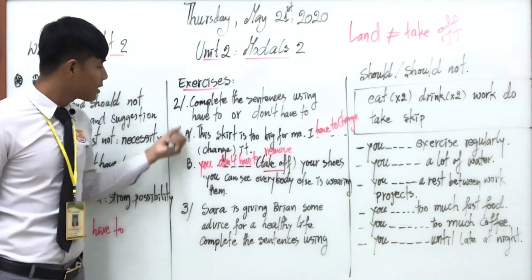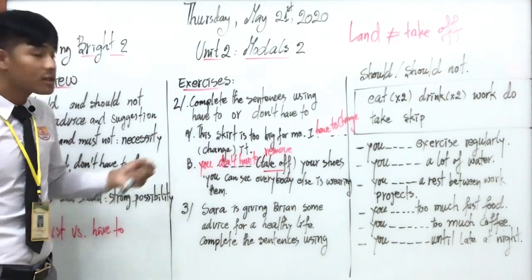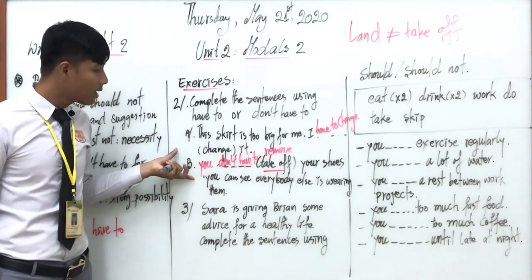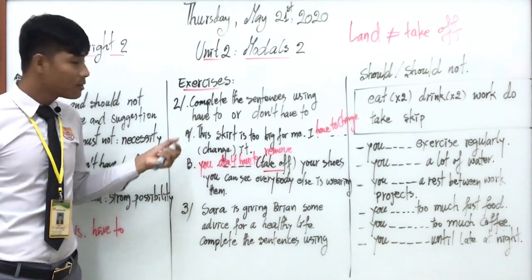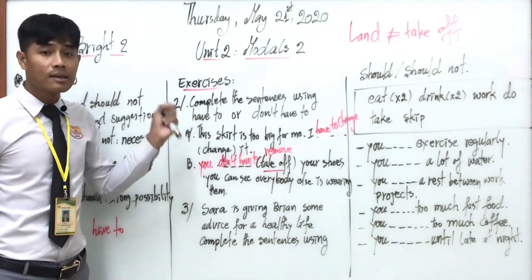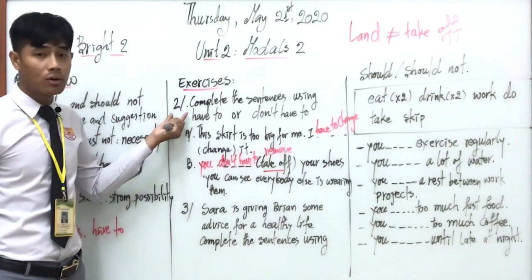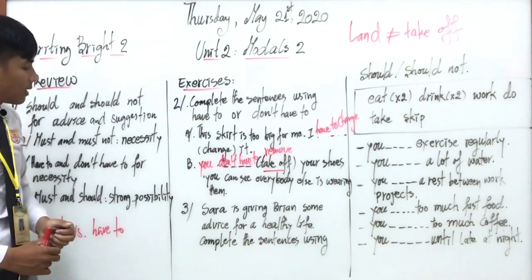Now that's all for exercise number 2. The teacher just picks two exercises to explain to you, to make sure that you can do it. These two sentences are just a guide for you to do the exercise on the page. Exercise 2, you got it? And let's move to exercise 3.